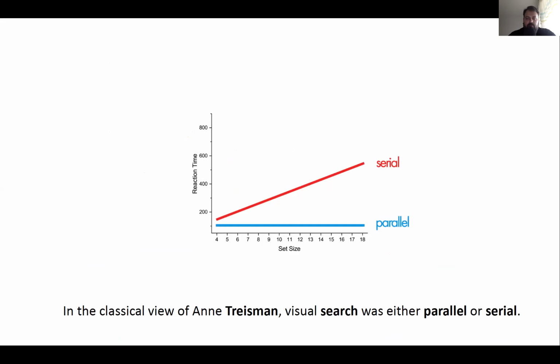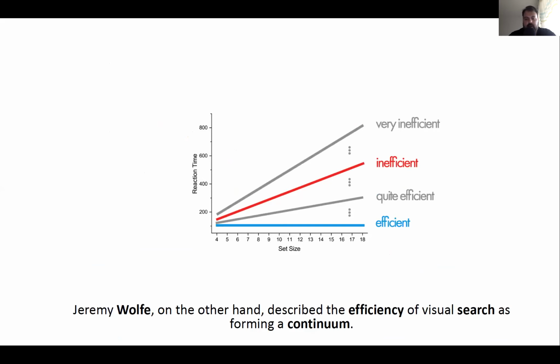First of all, a short background. Anyone who's familiar with Treisman's feature integration theory knows that, in the classical view of Treisman, visual search was either parallel or serial. So feature search was parallel and conjunctive search was serial.